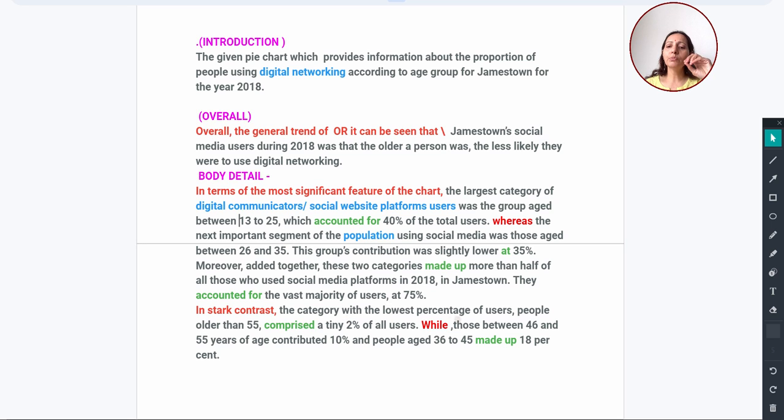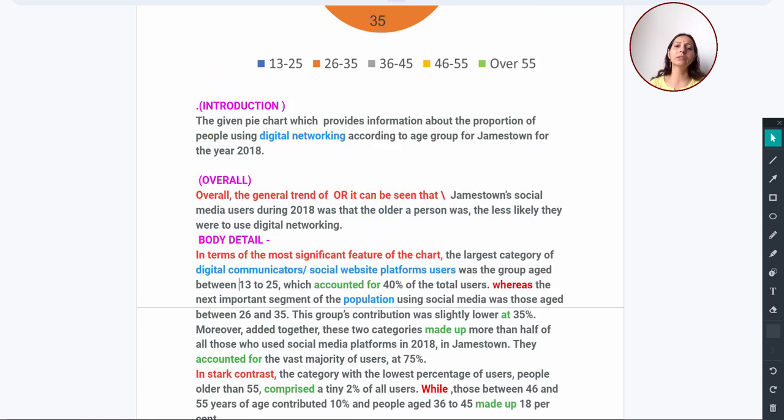The category with the lowest percentage of users, people older than 55, comprised a tiny 2% of all users, or you can use minimal percentage, that was 2% of all users. While those between 46 to 55 years of age contributed 10%. And people aged, now they have combined these two groups, this group is 10%, and people aged 36 to 45 made up 18%. That's why I was saying just combine.